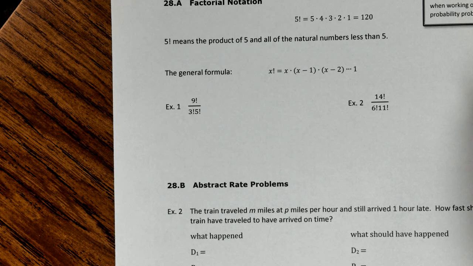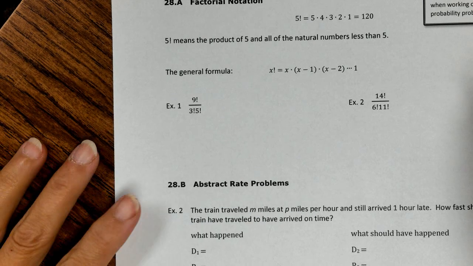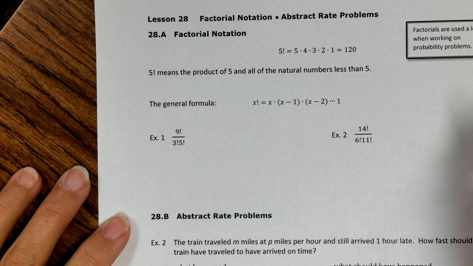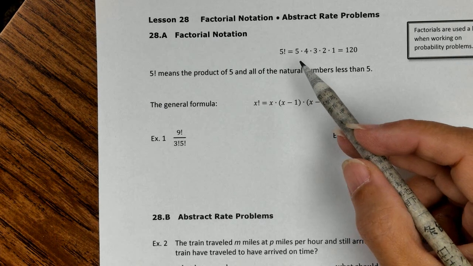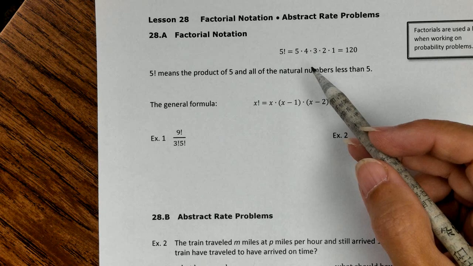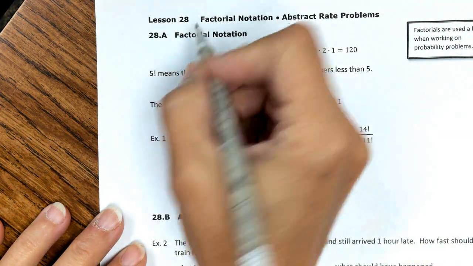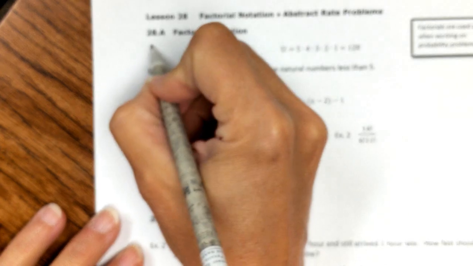Advanced Math Lesson 28. Part A is factorial notation. Don't they look exciting? Okay, so you see here a 5 with an exclamation mark. That is read 5 factorial. I suggest writing that at some point. I'll just point it to this one.